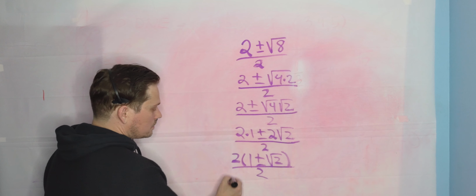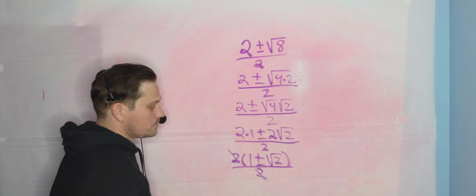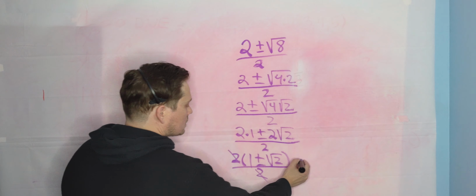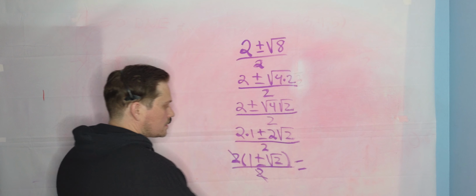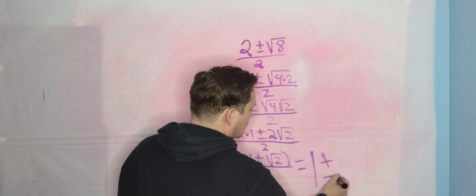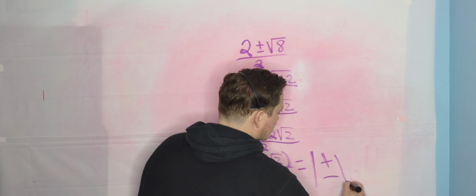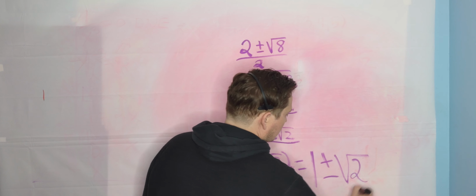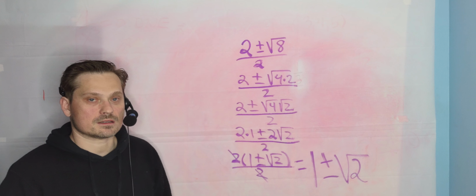Lastly, what you want to do is you just want to divide this 2 with this 2. That's going to give you a 1, which means that the final answer is just, I'm going to exaggerate the size, 1 plus or minus the square root of 2. That's the final answer, the simplified form.